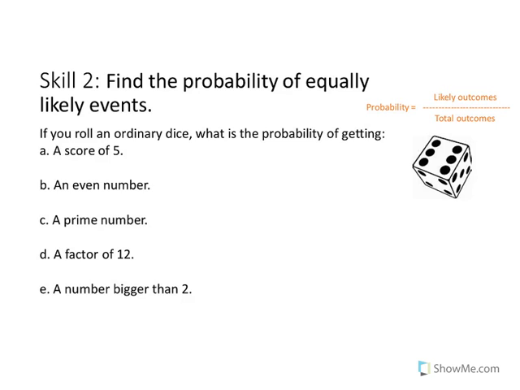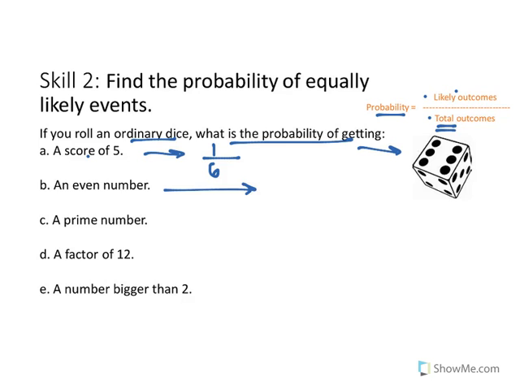Now in skill 2, you want to find the probability of equally likely events. So the formula is, the probability is what you think the outcome is out of the total number of choices. If we roll an ordinary dice, what's the probability of getting a score of 5? Since on the dice there's only 1, 2, 3, 4, 5, 6, the chance of getting a 5 is 1, because that's the one outcome I want, out of 6, because that's the total.